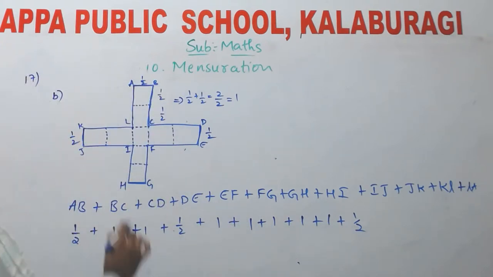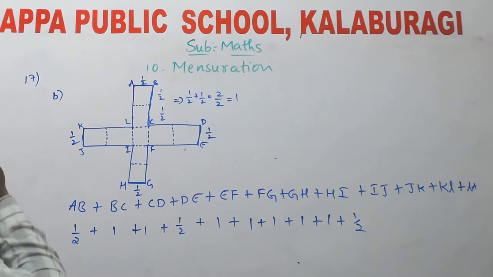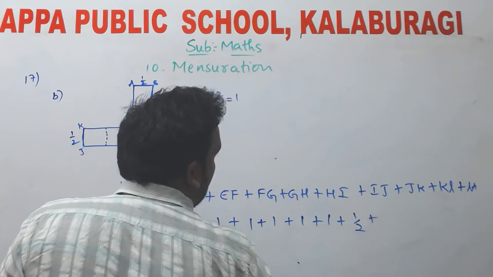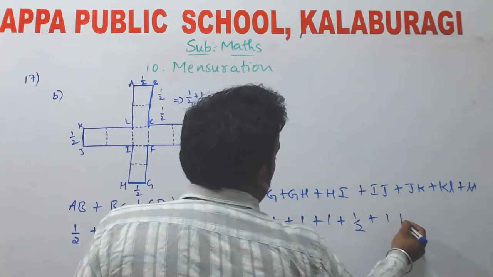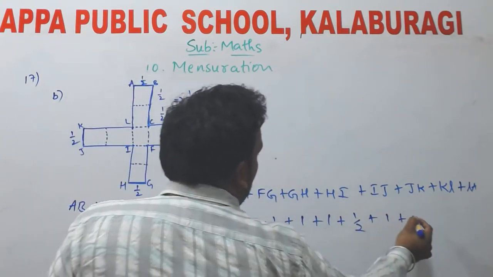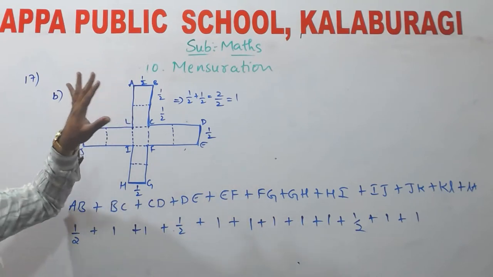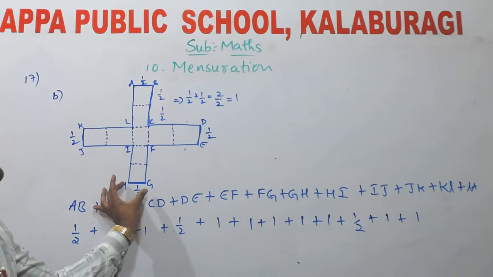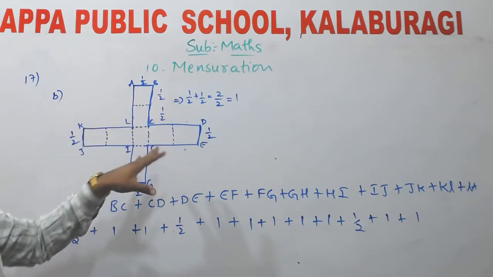it is only 1 by 2, is it or not? See, even GH also 1 by 2, okay. Next, KL, how much? That is 1, plus LA, how much? 1. See, my students, each side is 3 slabs of size, that is 1 by 2 meter, they give 1 by 2 meter. AB is 1 by 2 meter, again DE is also 1 by 2, GH is 1 by 2, JK is also 1 by 2, remaining all 1, 1, 1.